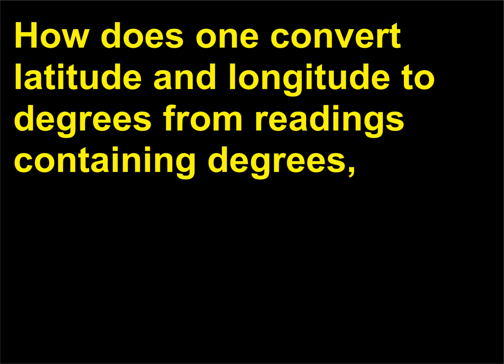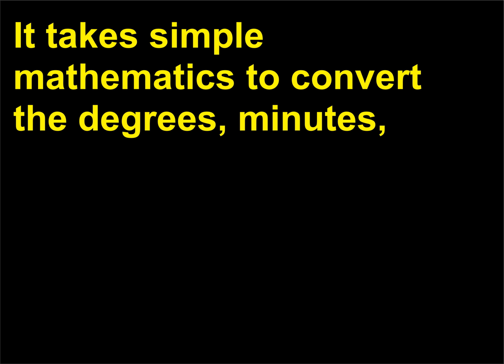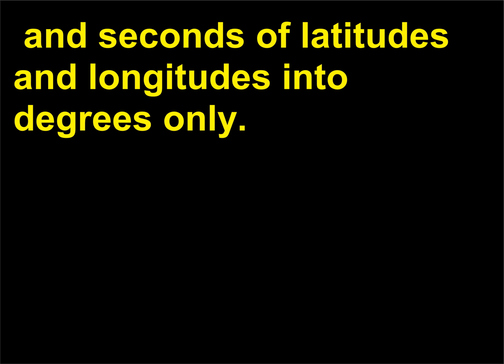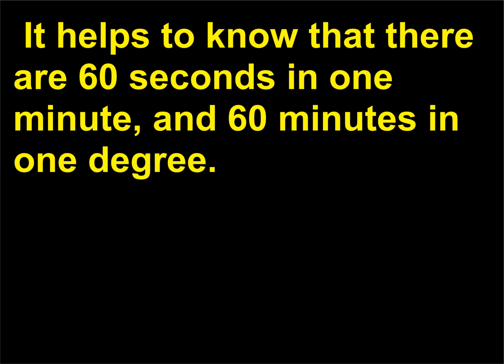How does one convert latitude and longitude to degrees from readings containing degrees, minutes, and seconds? It takes simple mathematics to convert the degrees, minutes, and seconds of latitudes and longitudes into degrees only. It helps to know that there are 60 seconds in 1 minute, and 60 minutes in 1 degree.